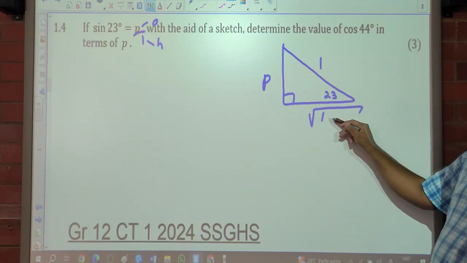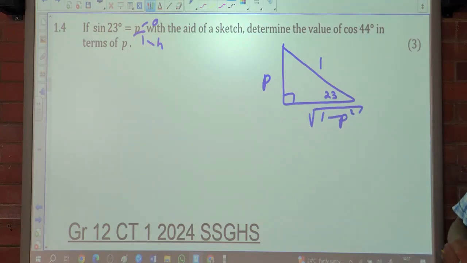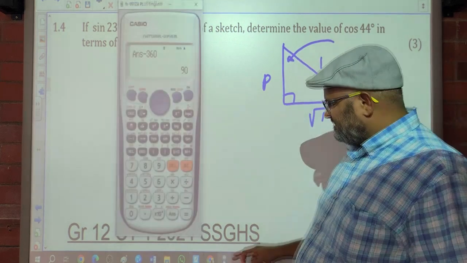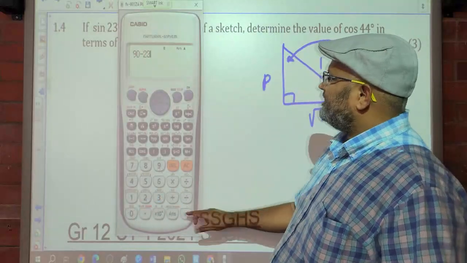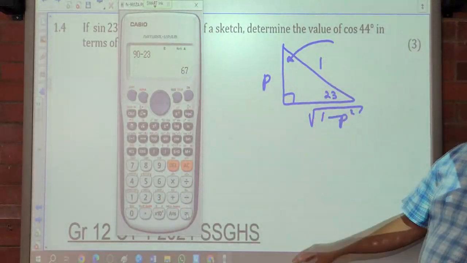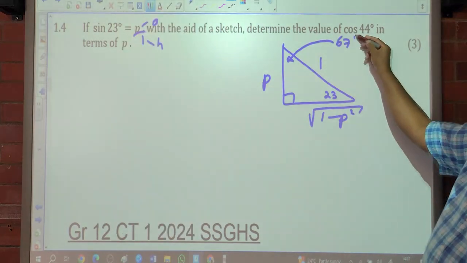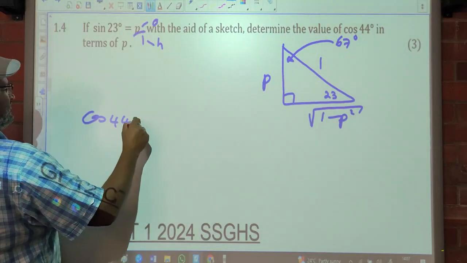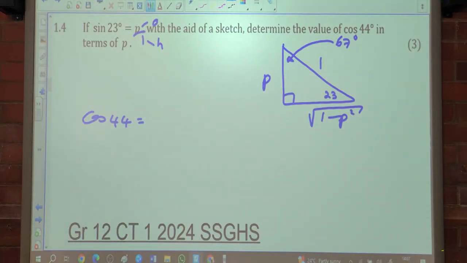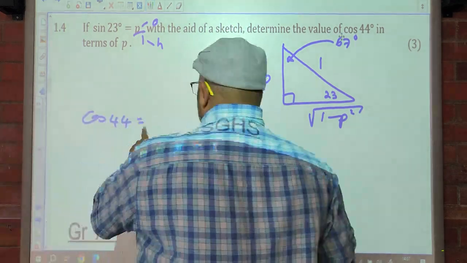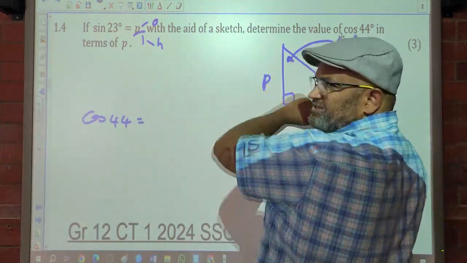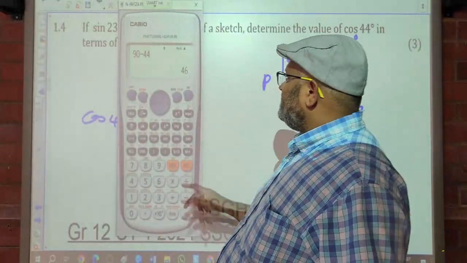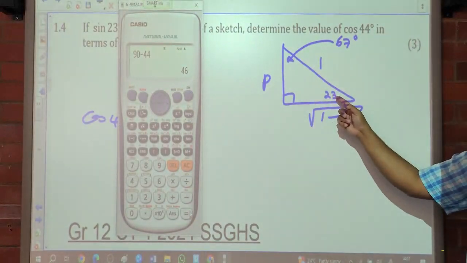Apply Pythagoras, I get the square root of 1 minus p squared. What's the size of this angle here? So it's going to be 90 minus 23, or 180 minus 90 minus 23. It's going to give you 67. But they want cos of 44. There's one of probably many more than 2 ways. But remember, we're trying to link 44 with one of these angles here. So if I say 90 minus 44, that gives me 46, which is double 23.